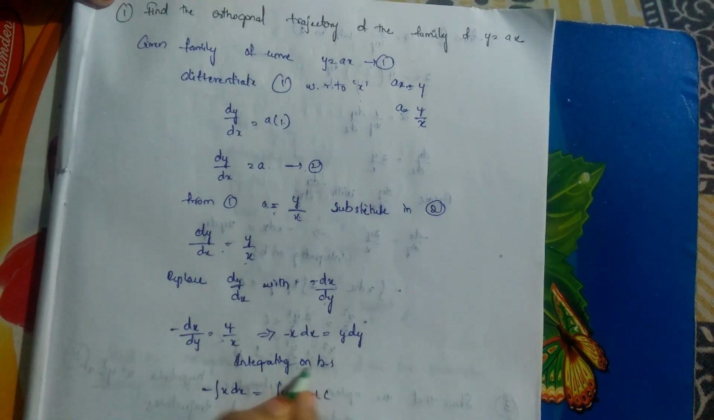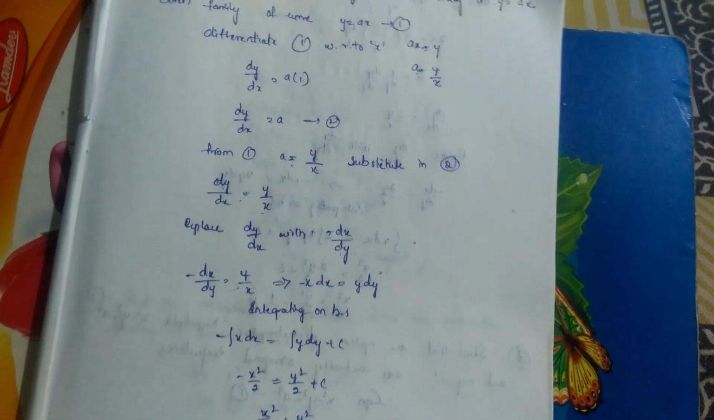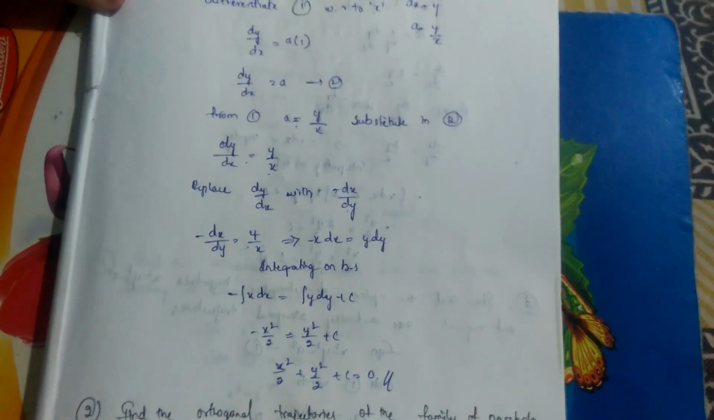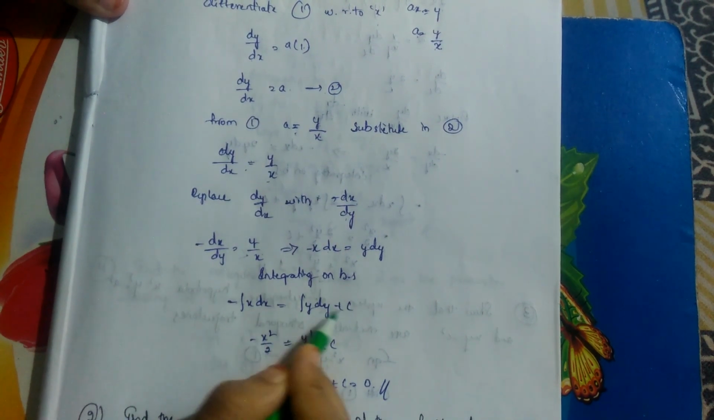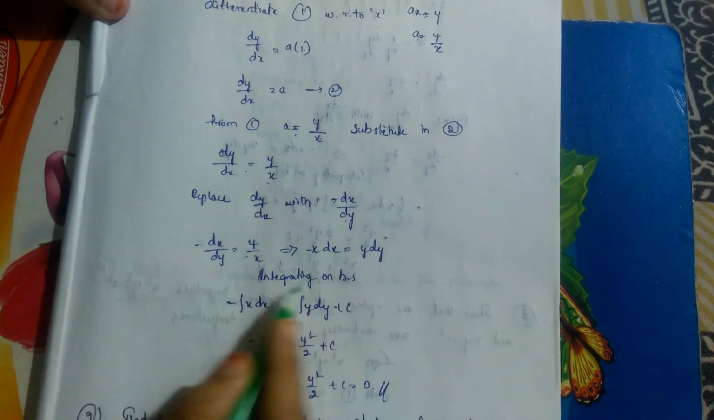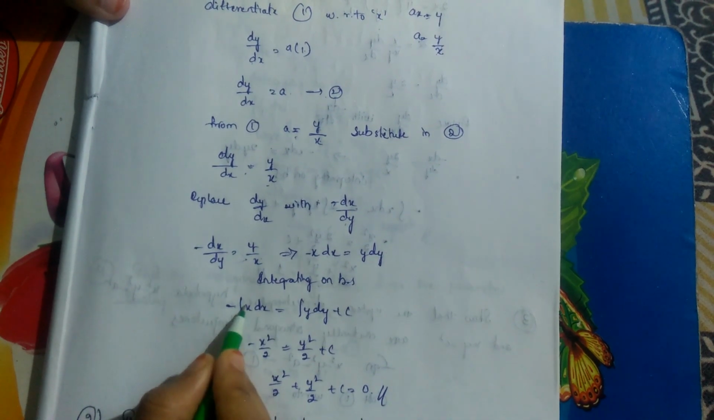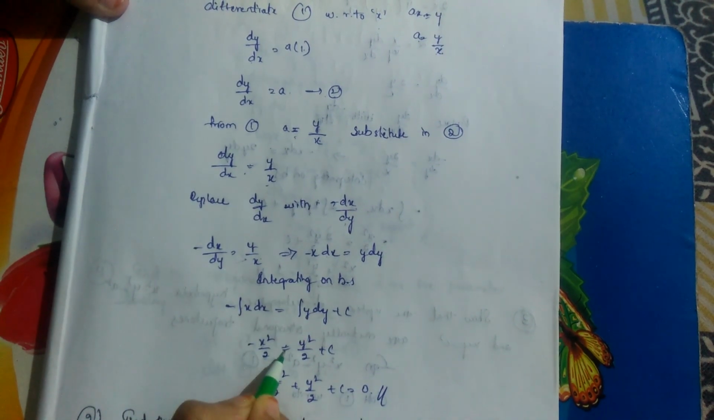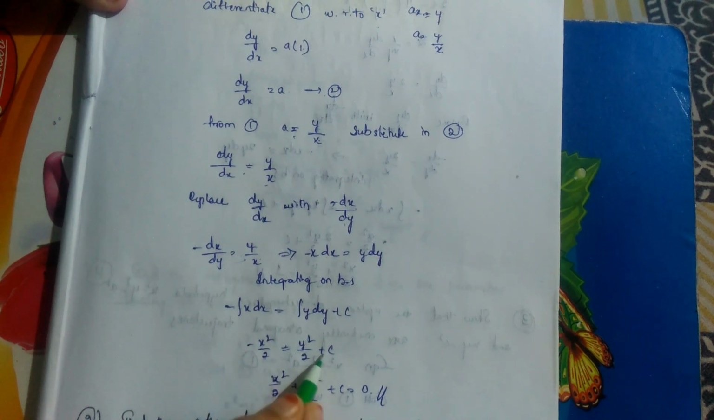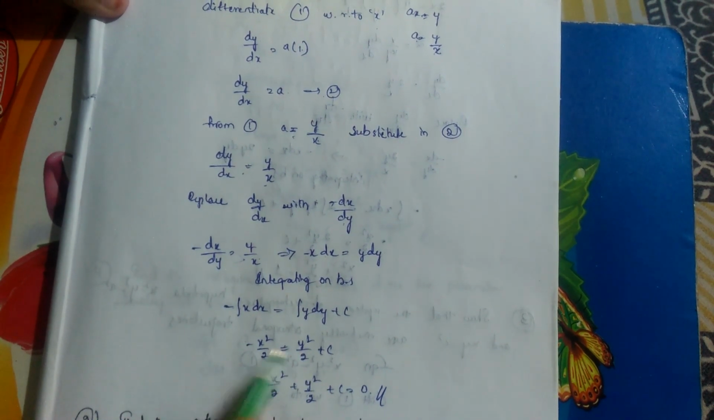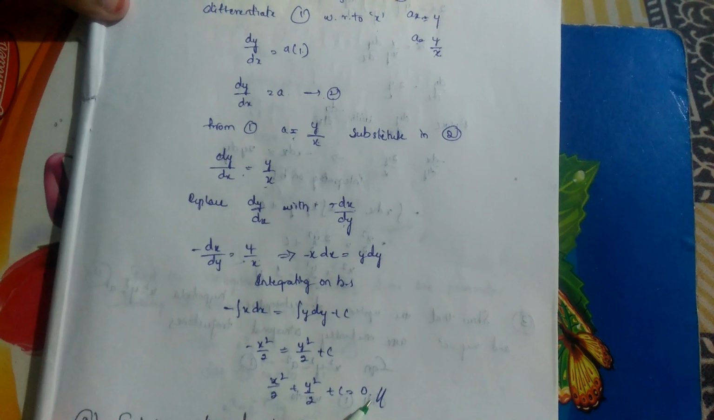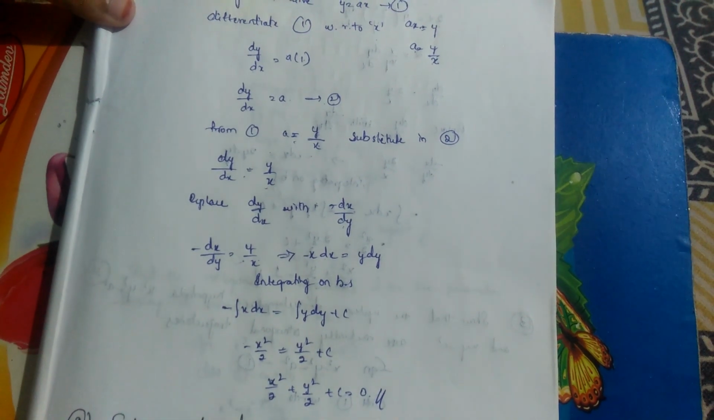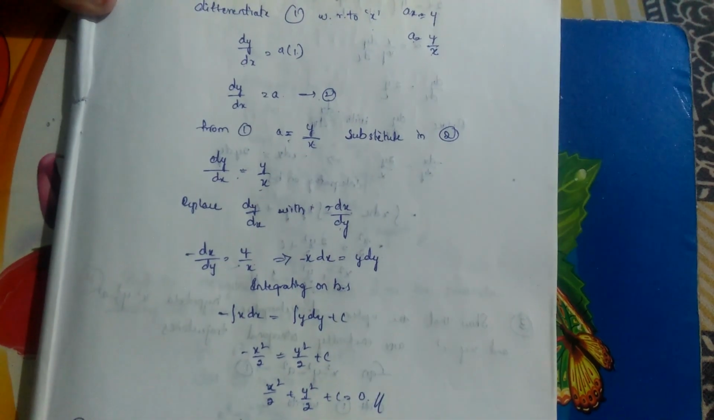Now we have to integrate on both sides. When we integrate, we get minus integration of x dx = integration of y dy plus c. Integrating, minus x square by 2 = y square by 2 plus c. Now it can be written as x square by 2 plus y square by 2 plus c = 0, as the orthogonal trajectory of the given family of curves.